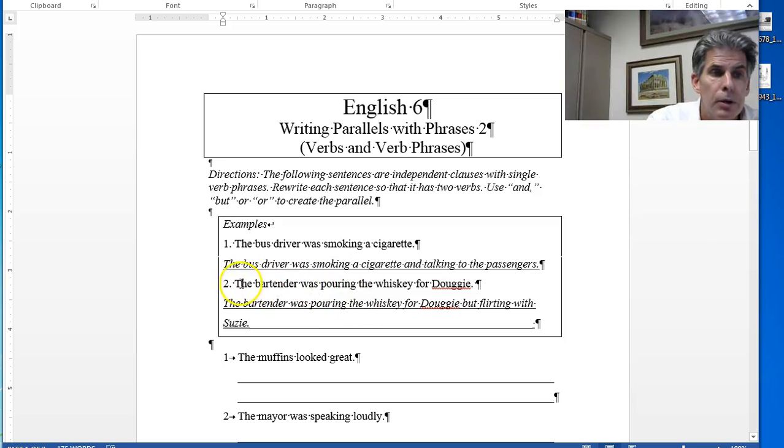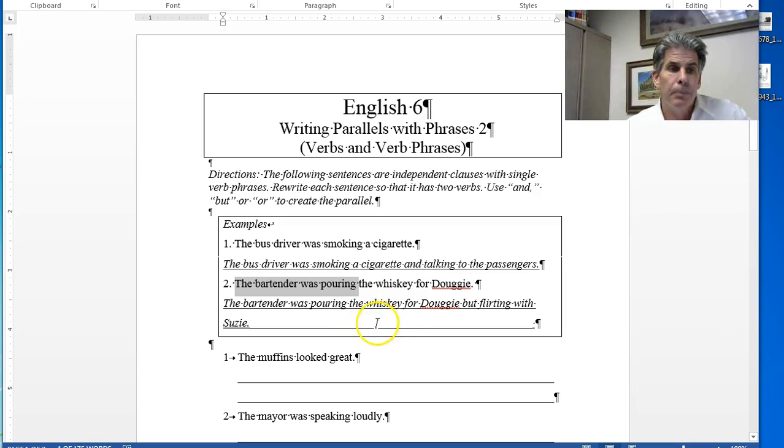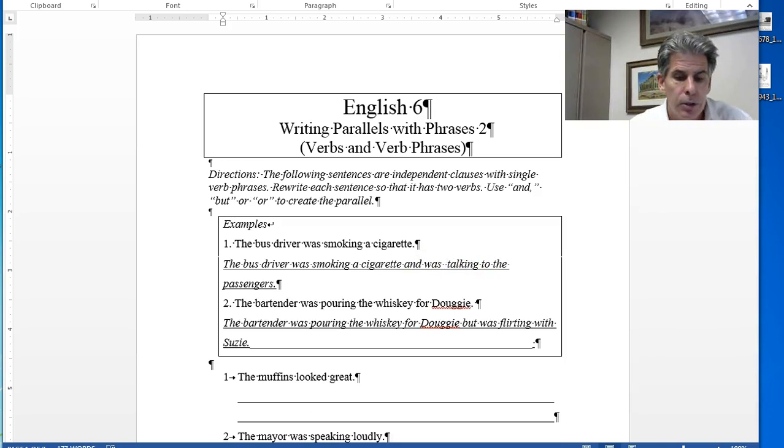Same thing here. The bartender was pouring is the subject and verb. This is why being able to isolate them is so important. You can now parallel them. So we want to parallel pouring. You can parallel was pouring. The bartender was pouring whiskey for Dougie, but flirting with Susie. Flirting is paralleling pouring. I could say was flirting, and then I'm paralleling the entire verb phrase. And I could say was talking. I just think that sounds funky. My detector says you don't need to do that.